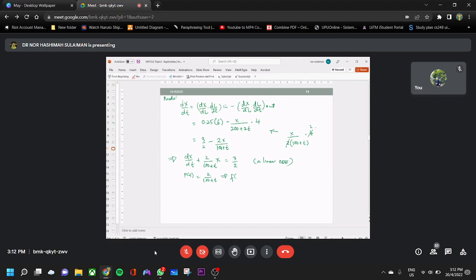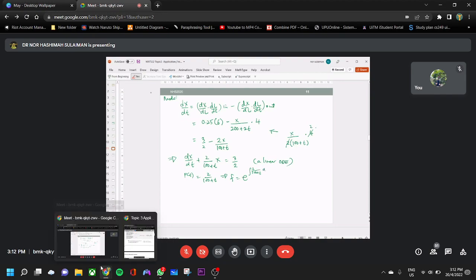F lah, tak payah tulis F(T). F. Integrating factor sama dengan apa? Dia ada macam-macam jawapan nanti kan, okay? E to the power of integration of 2 over 100 plus T dt.